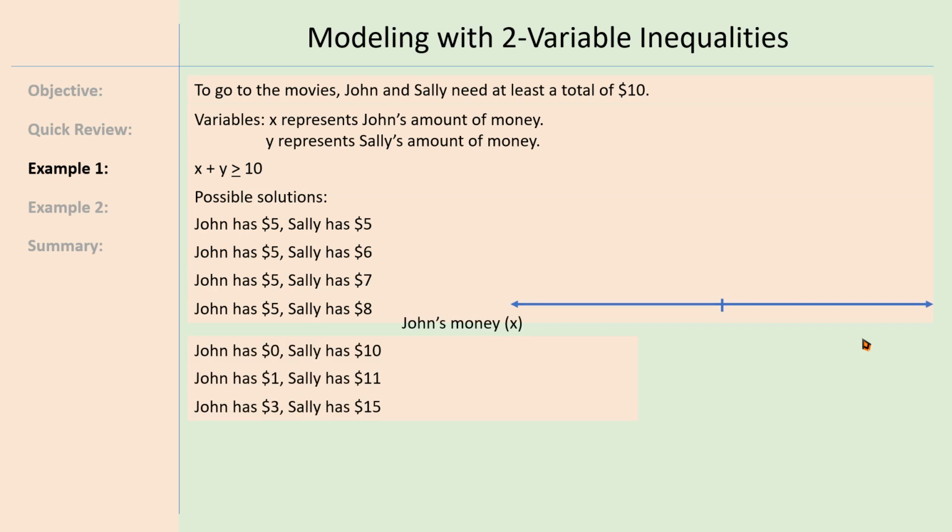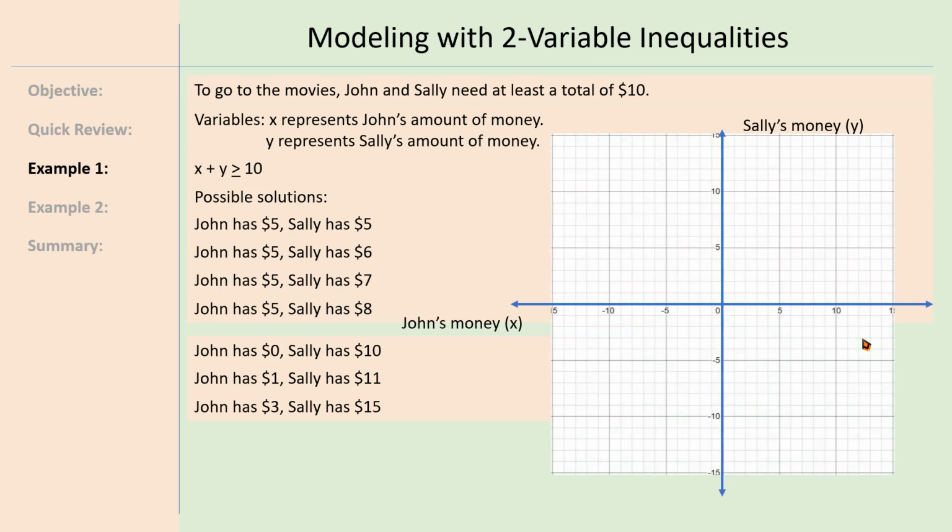See, because there are so many different solutions that it could be, now we have to graph them. So here I have a number line for John's amount of money, but then I also need another one for Sally's amount of money. That's why now I need the second number line. Now you guys see that it is a coordinate plane, right? That's where the coordinate plane comes from. It's two variables, x and y. All right, so here on the coordinate plane, I'm just going to plot all these numbers.